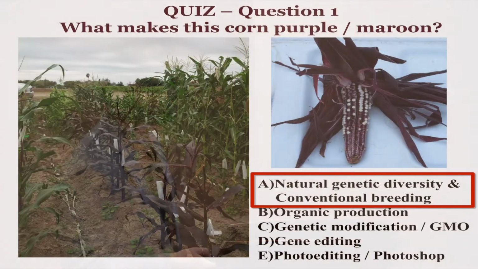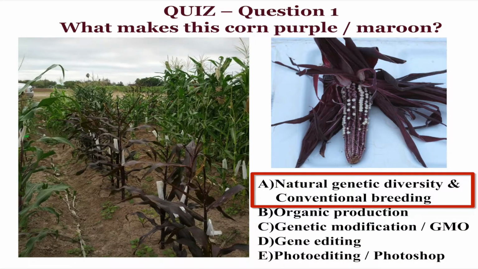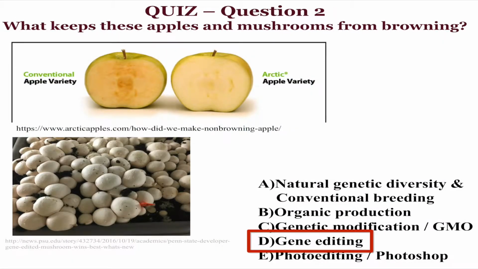Okay, so run through these real quick. This first corn, there's a natural corn called red stalker. We've taken that in my research program, and we happen to make a cross that turned the whole plant that way. So that's just natural genetic diversity and conventional breeding. Now these apples and mushrooms, this is some of the new technology that's coming out of gene editing. And people are fairly excited about some of these.